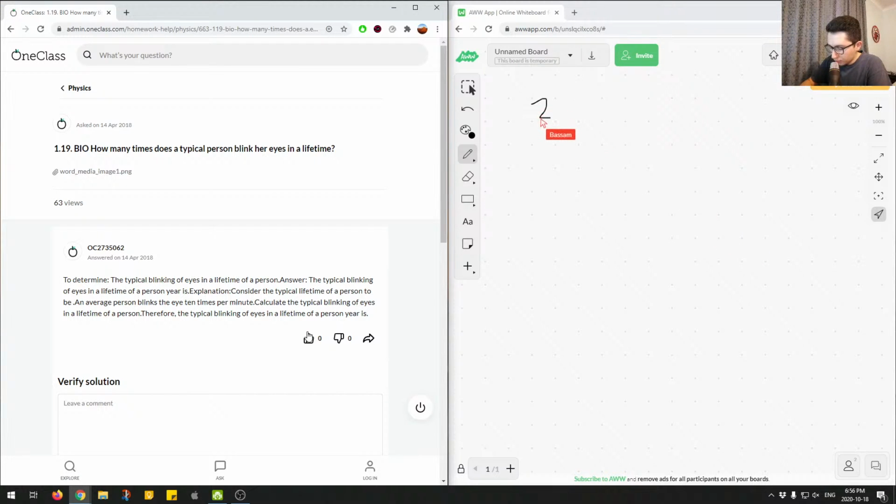So this is question number 2. Here we're asked, how many times does a typical person blink her eyes in a lifetime? Let's go through what the junior tutor responded to this question. There are some missing words in this solution, so it seems like an incomplete solution. But this is essentially the concept that we're trying to address in physics here, which is a Fermi estimate.